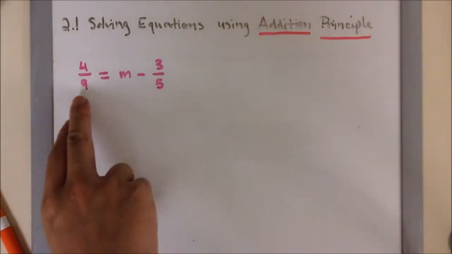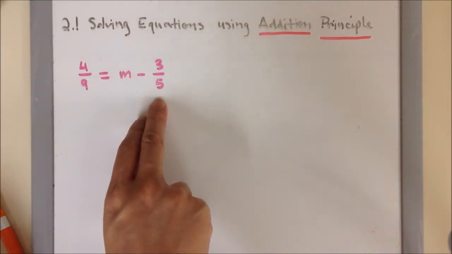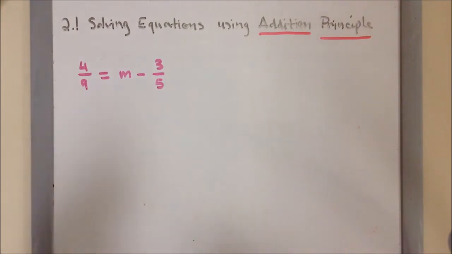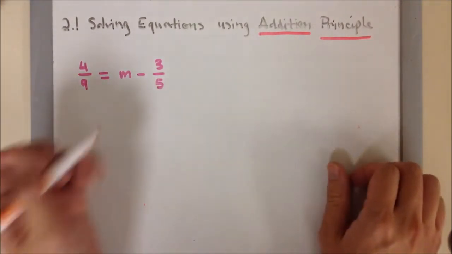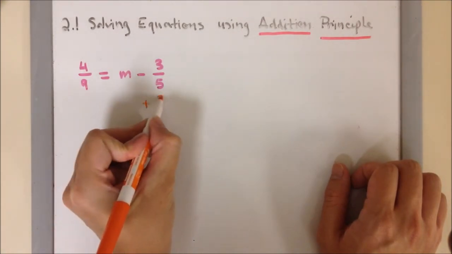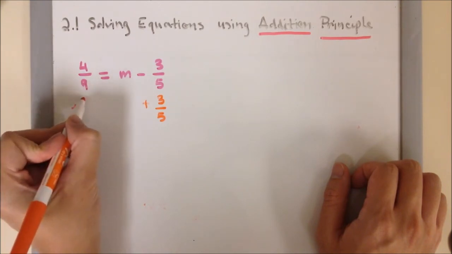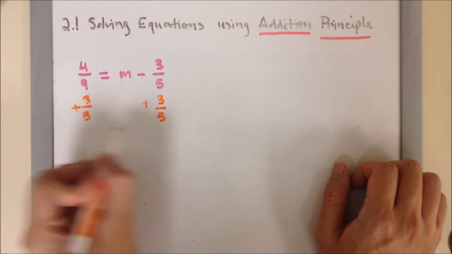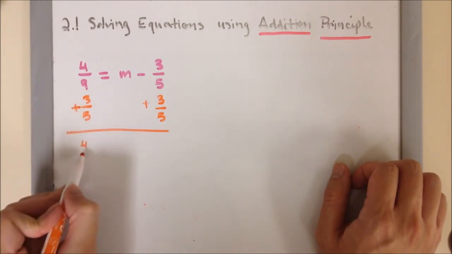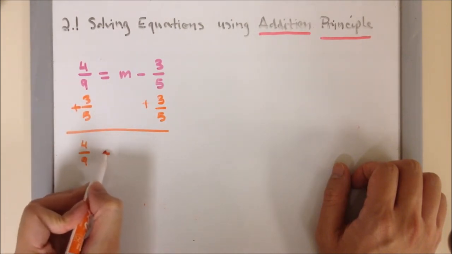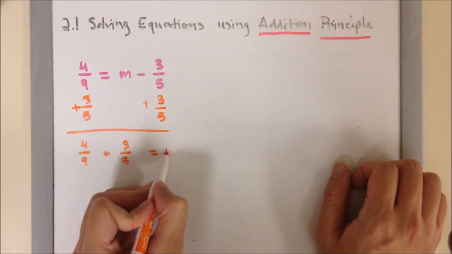Example 3, we have 4 over 9 equals m minus 3/5. So, to balance the equation, first, to isolate m, I've got to cancel out the minus 3 over 5. So I'm going to add 3 over 5 on the right. Therefore, to balance, add 3 over 5 on the left. So what it's going to look like is 4 over 9 plus 3 over 5, which will equal m.